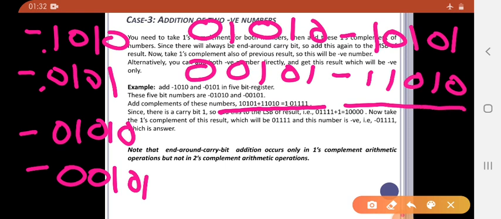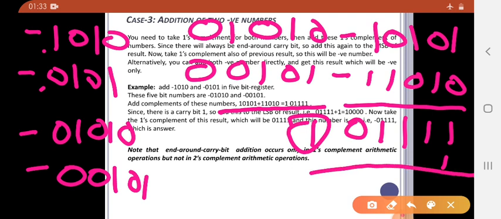Now add these numbers. When you add these numbers, you will get the result 11110 and 1 is an extra bit over here. So you just add this extra bit, and when you add it, you will get the number 10000. So this is the addition of these two numbers.